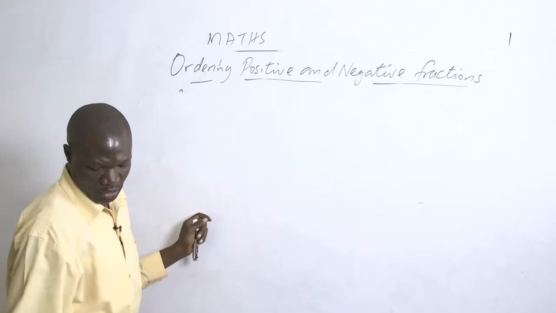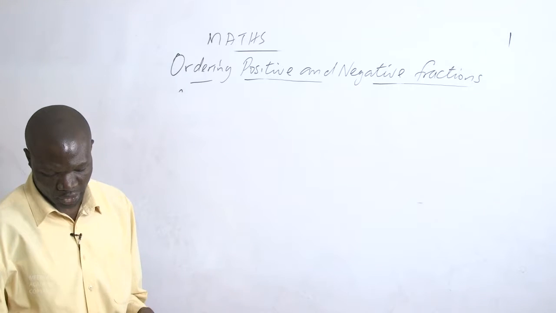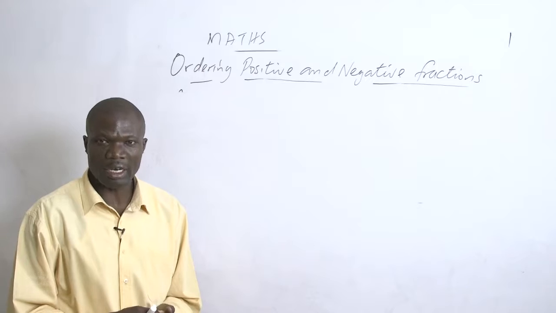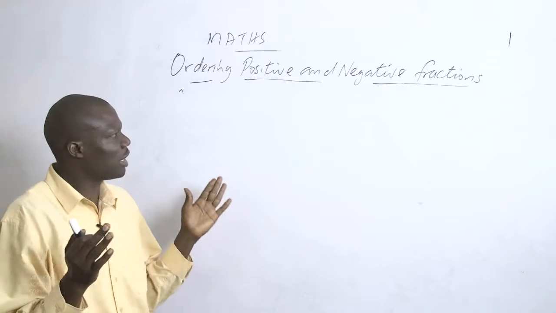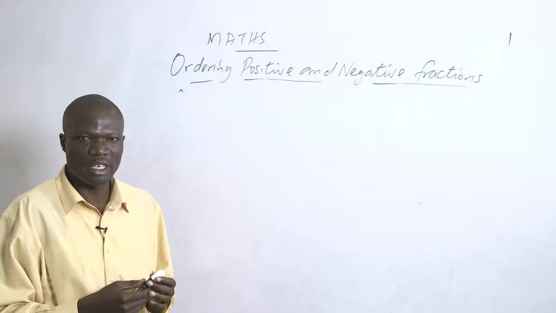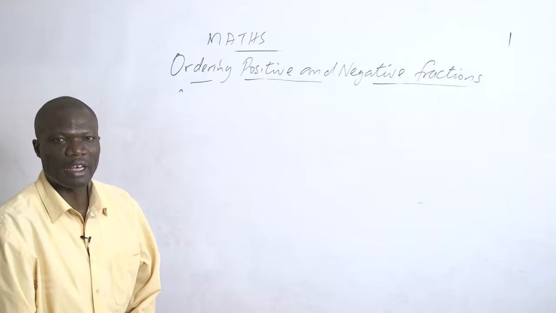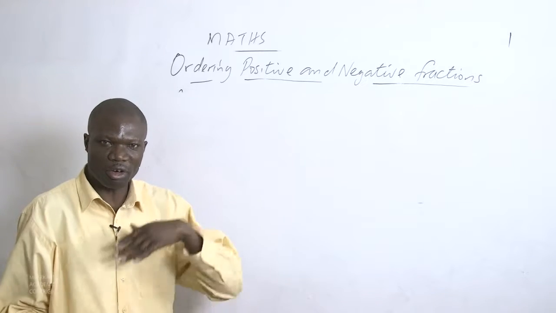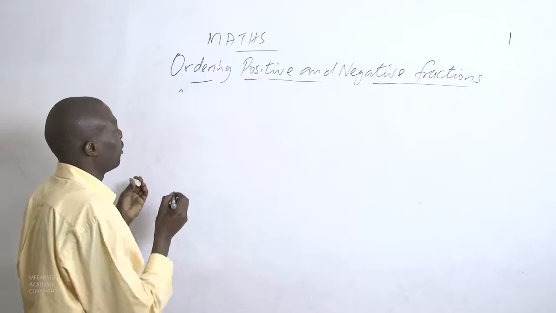Now let us look at ordering positive and negative fractions. As earlier on, we've been able to look at a set of whole numbers, and from a set of whole numbers we can simply rearrange them either in an ascending manner or in a descending manner. Take for example the following set.